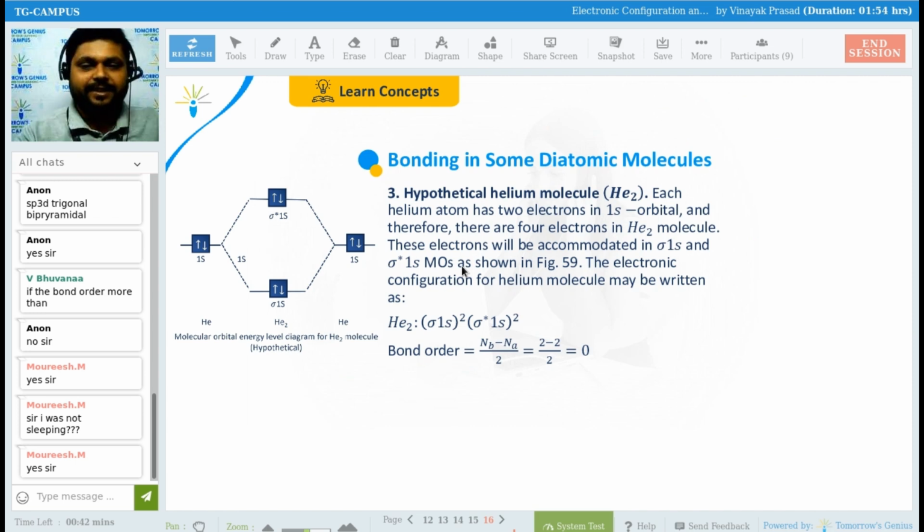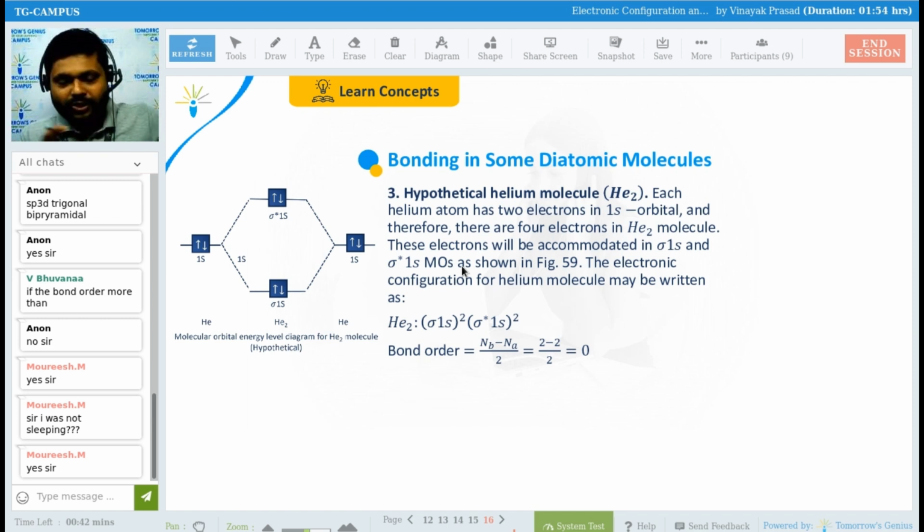So now guys, see here. Hypothetical helium molecule, guys. Why am I saying hypothetical? Hypothetical means that it is not real, that it is imaginary. You might have heard in your physics as well, hypothetical or pseudo, you can say.